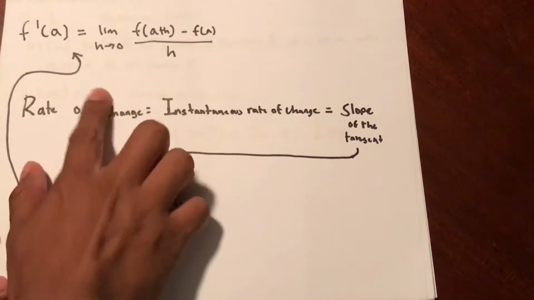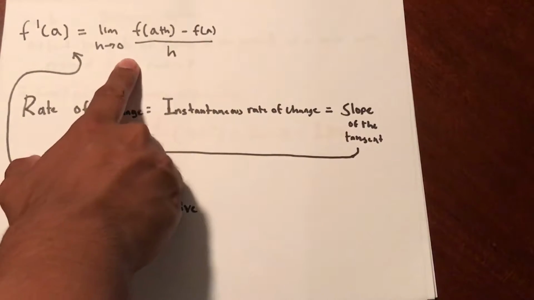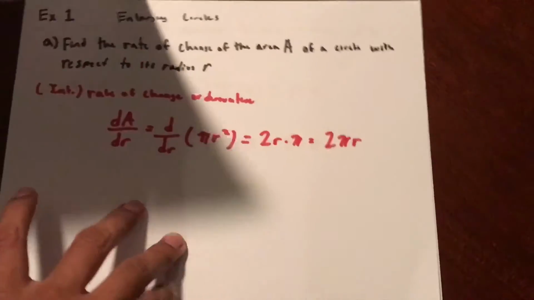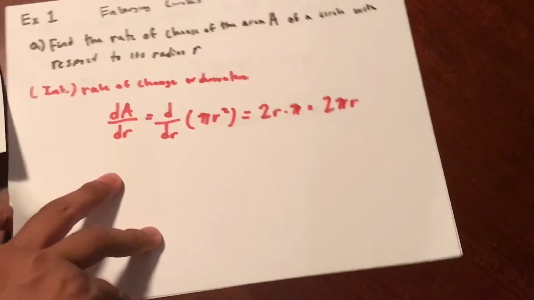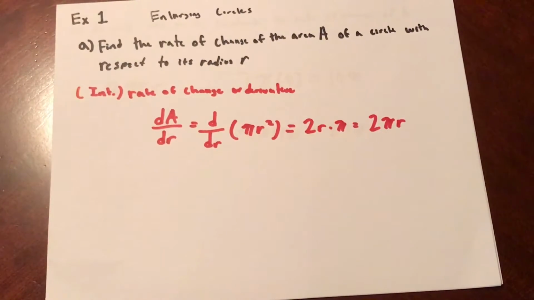Rather than just using f prime of a is equal to the limit as h approaches 0 of f of a plus h and so on, we're going to skip into our example and just find the derivative of what it's asking. So example 1 is enlarging circles. We go to our first step, part A. Find the rate of change of the area A of a circle with respect to its radius r.